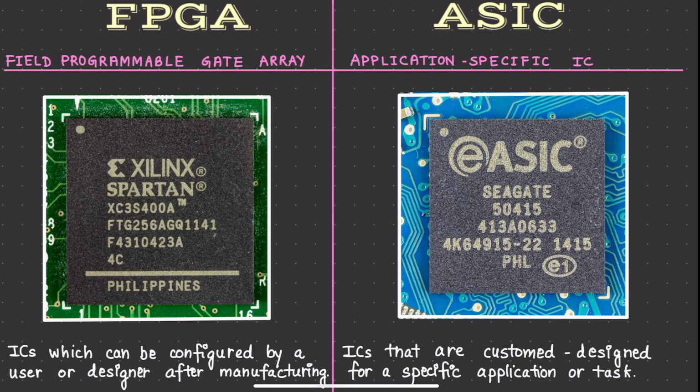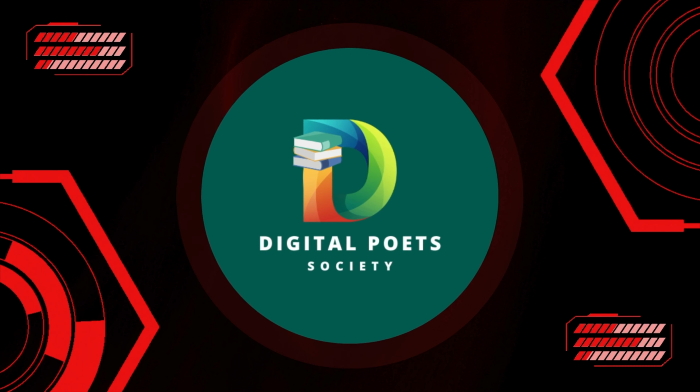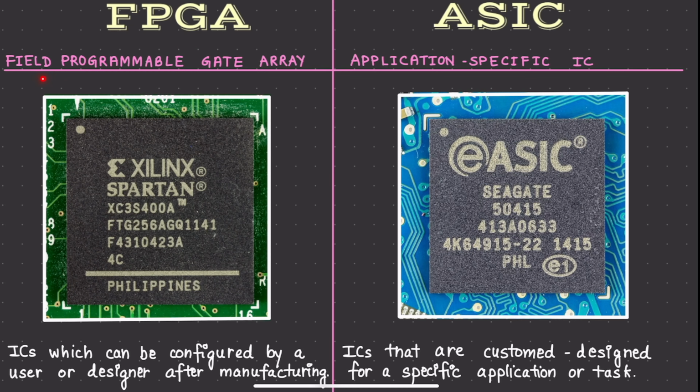In the last lecture, we were discussing the classification of ICs, and taking it a step further, let's talk about FPGA and ASIC. FPGA is Field Programmable Gate Array. You must remember the full form. ASIC is Application Specific IC.